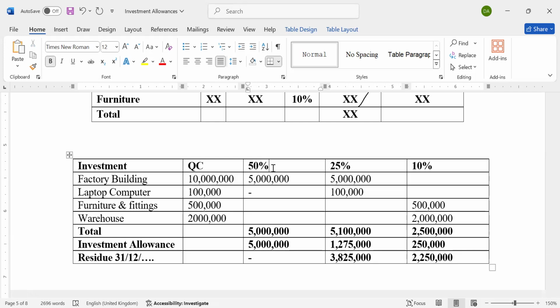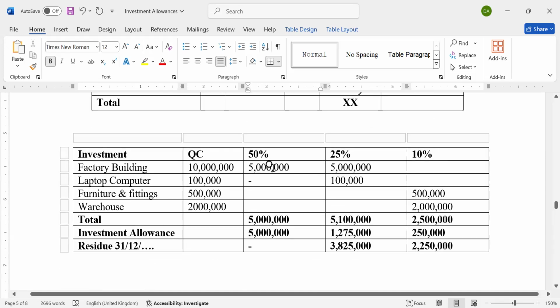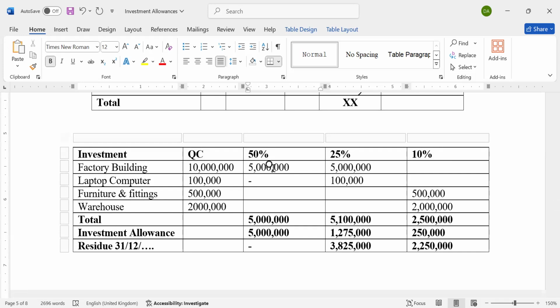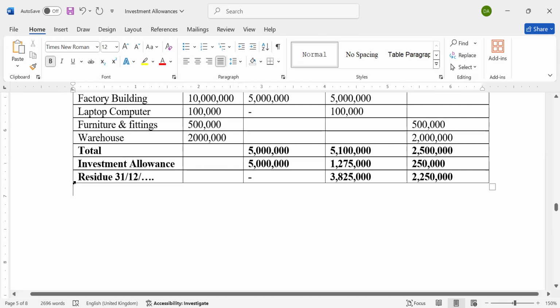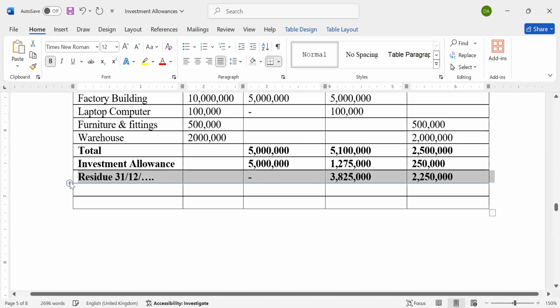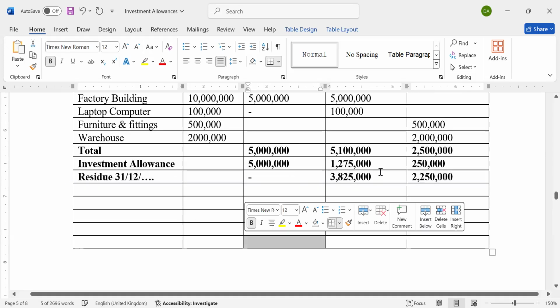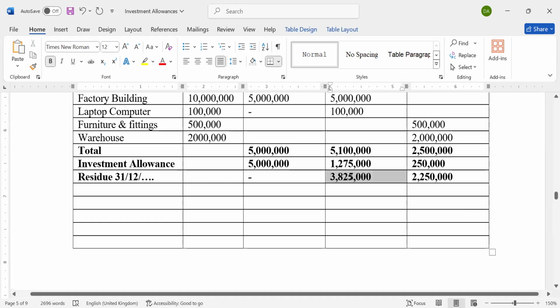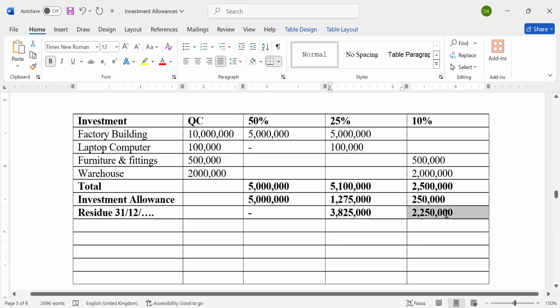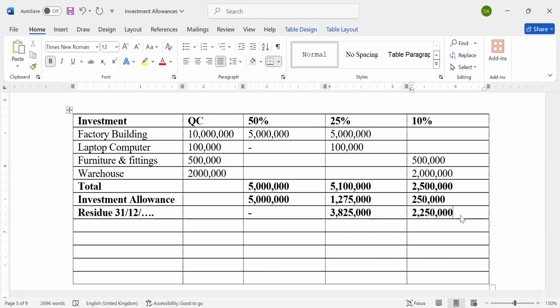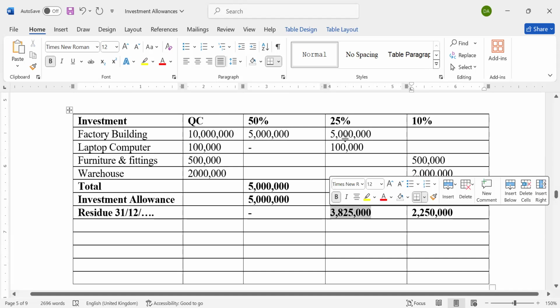The reason why I don't like using this particular method is because if we are moving from one year to another, you may be required to show which assets you have individually that you are calculating investment allowance for. But for some cases, you may find that you just have this residue brought down, then you go to additions. For example, in the new year, we have the residue from the previous year. This is the balance you need to calculate investment allowance for, let's say 25%. This is a balance for 10%. However, the challenge is that when you are going to calculate investment allowance in the next year, you are not going to calculate it on the residue, but you are going to calculate it on qualifying cost.